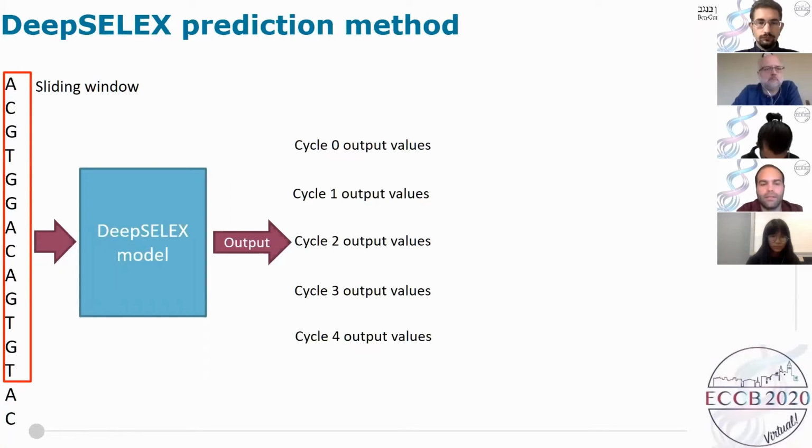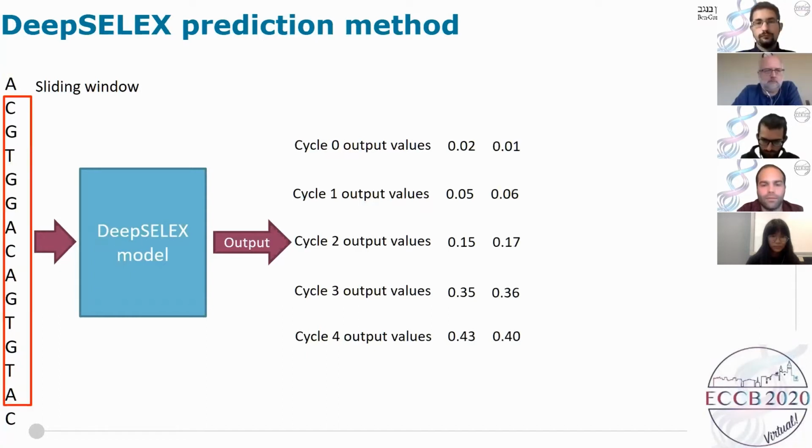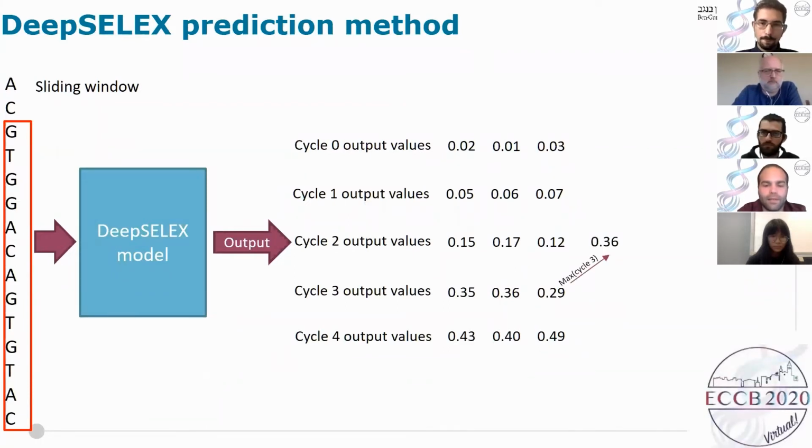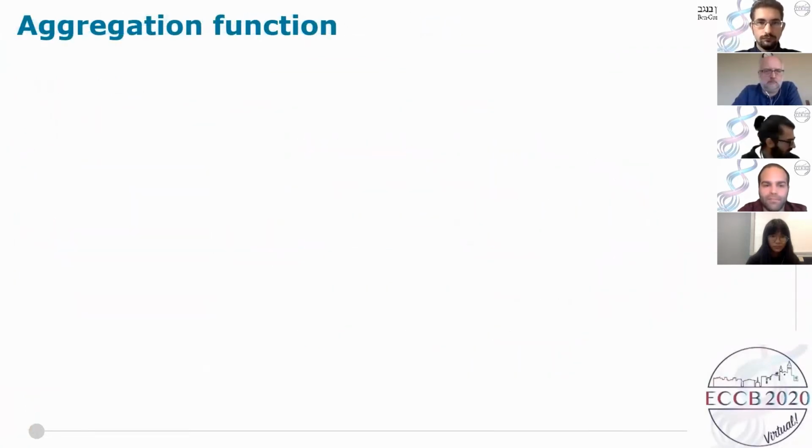Here, we can see that each sliding window outputs 5 results, 1 for each enrichment cycle. So if we have 3 sliding windows, we will have 15 results. Those 15 results need to be quantified into a single number that represents the binding intensity. This is done by an aggregation function, which is of the following form. We apply max of cycle 3, then add max of cycle 4, as you can see, then subtract the min of cycle 0. This is all quantified into a single result, which is the binding intensity of the sequence on the left. How did we come up with this function?